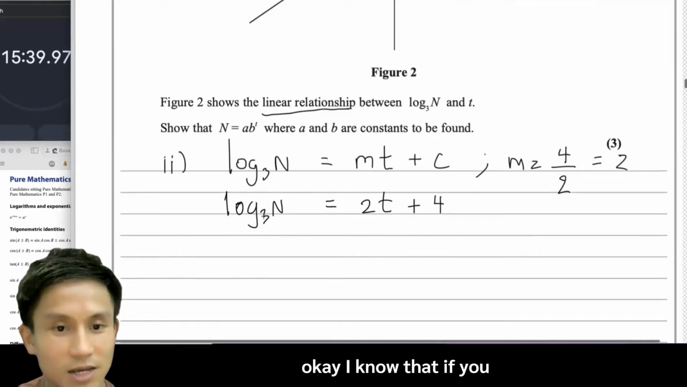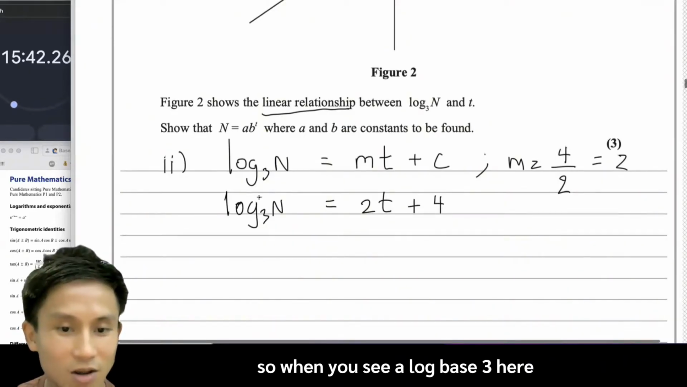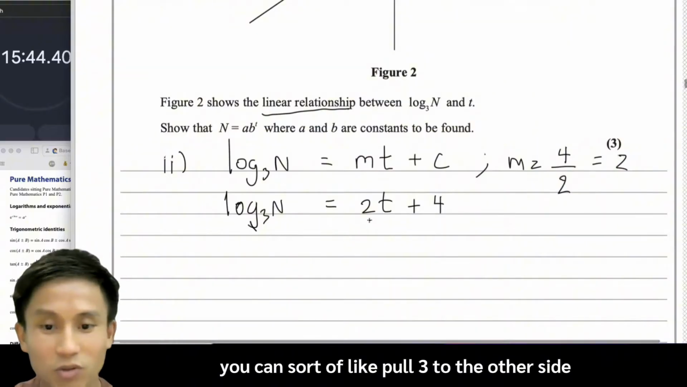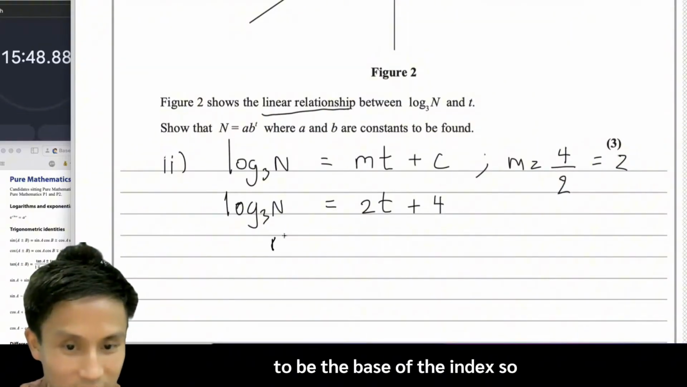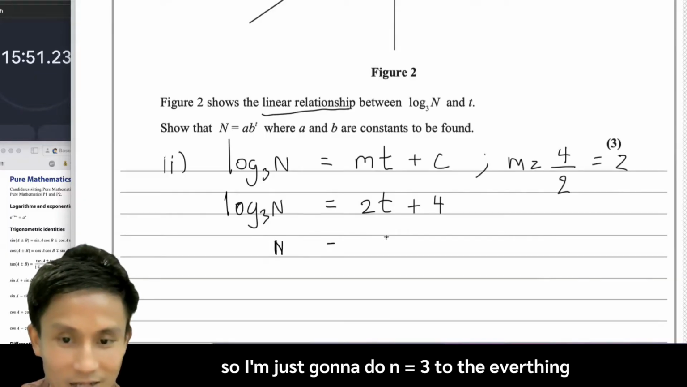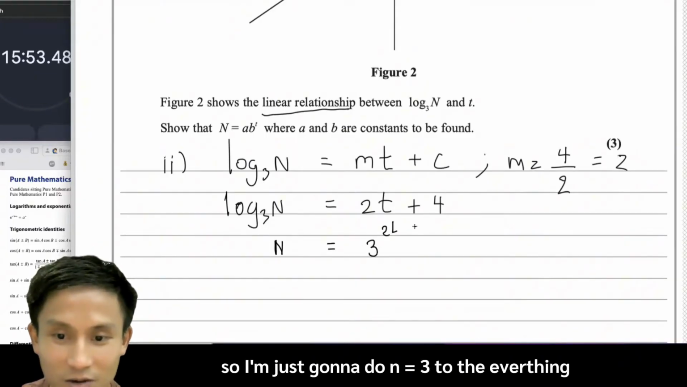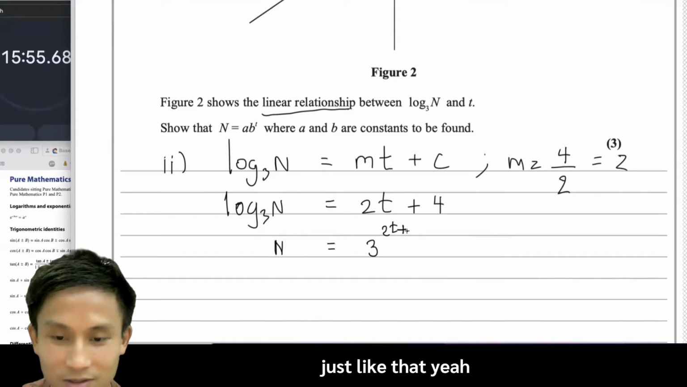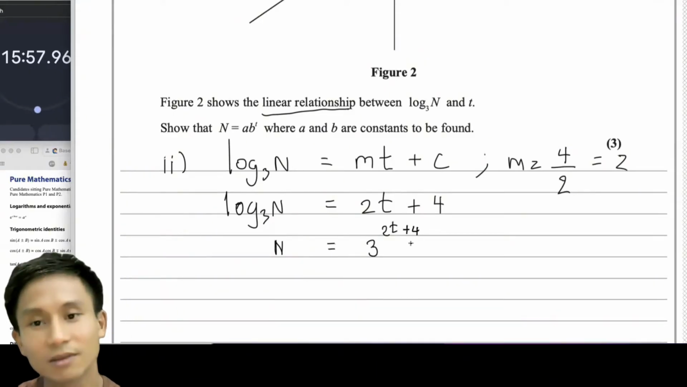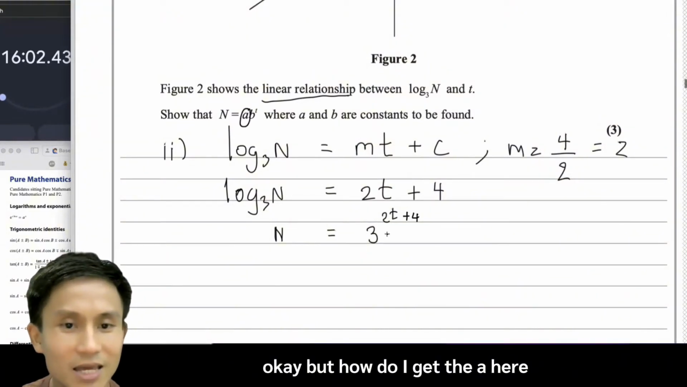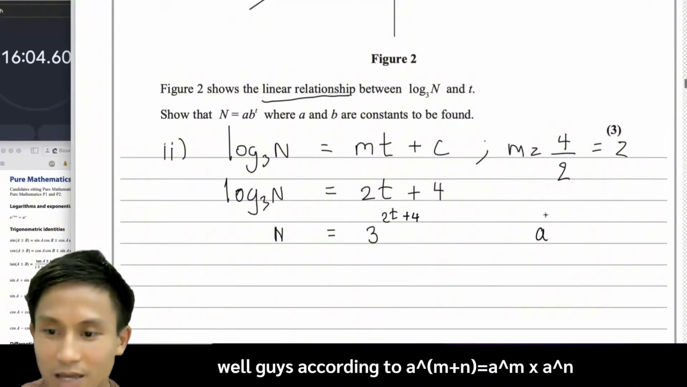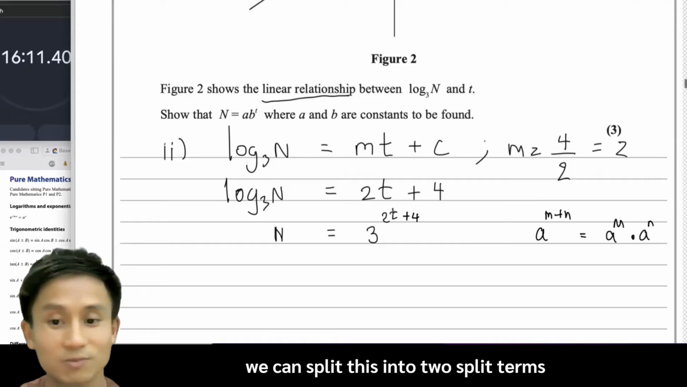All right. What do we need to do? Okay. I know that when you see a log base 3 here, you can pull 3 to the other side to be the base of the index. So let me show you how. So I'm just going to do n equals 3 to the everything on the right side. Just like that, yeah? There you go. Okay, but how do I get the a here? Well, guys, according to a to the m plus n equals a to the m times a to the n, we can split this into 2 split terms.